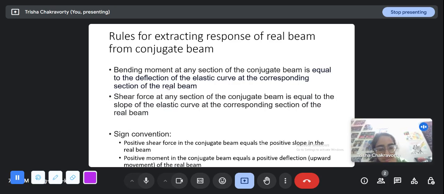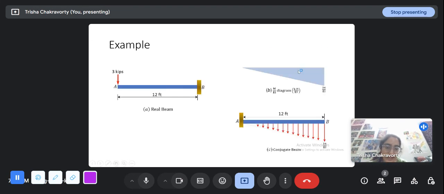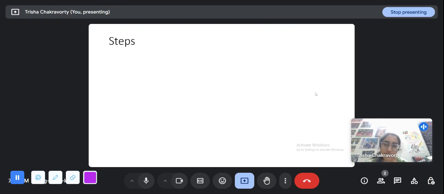Positive shear force in conjugate beams equals positive slope in real beam, and positive moment in conjugate beams equals a positive deflection, that is upward movement of the real beam. For this, the sign conventions of bending moment and shear force must be quite clear to you. The sign convention that you use to draw the loading is what you have to use here as well. So we will stick to the same sign convention. We have studied the BMD and SFD in the first class, which is what we get in most books. So these are the general steps of solving the responses of a beam using the conjugate beam method.